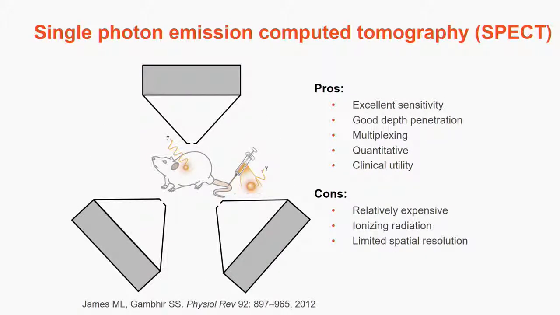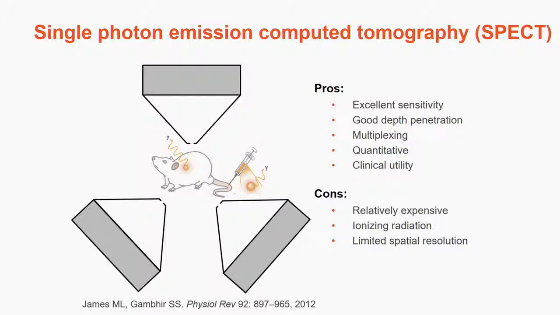SPECT has many of the same features, has excellent sensitivity, not as high as PET, but compared with the other molecular imaging modalities, it's still pretty good. It also has good depth penetration. It can do multiplexing, so we can image more than one radiotracer at a time using energy discrimination. It's quantitative and it has clinical utility. On the downside, again, it's somewhat expensive, but not as expensive as PET. It uses ionising radiation, and it has some limits to the spatial resolution that can be achieved.